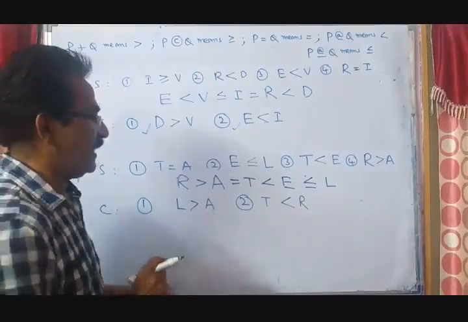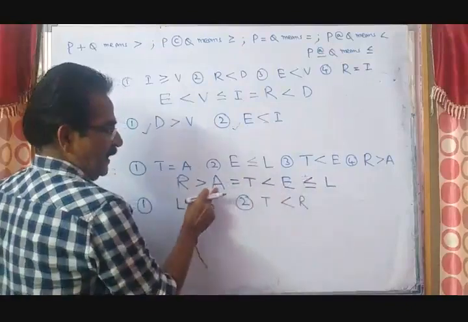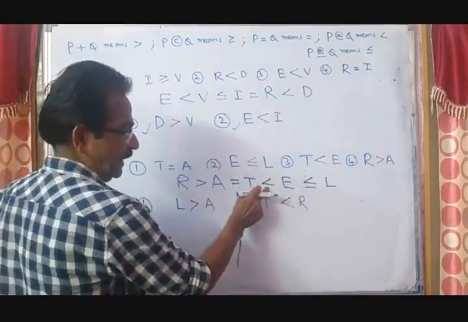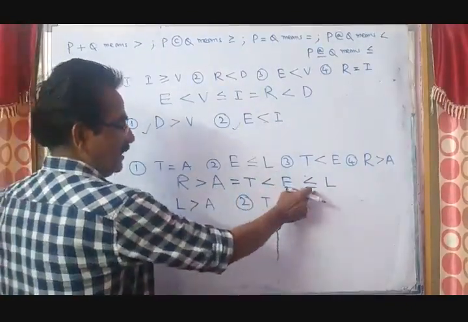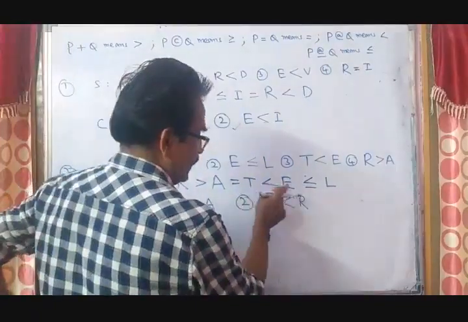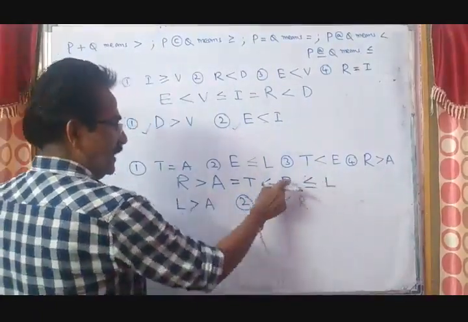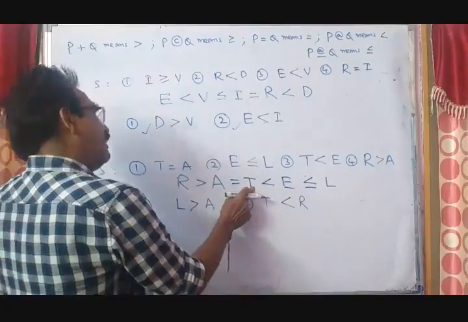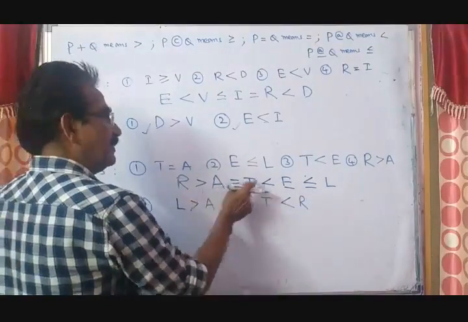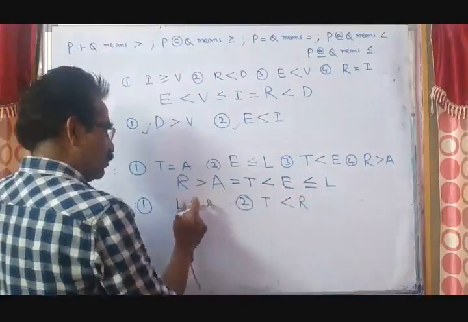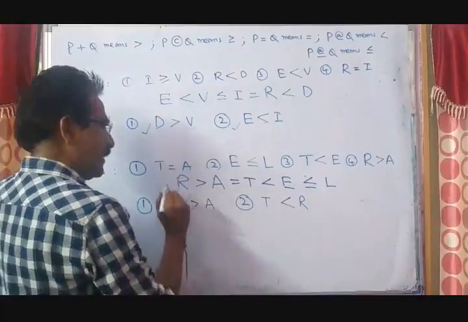L greater than A. When the greater than or equal to and greater than symbols are there, greater than is followed. L greater than T. Of course T is equal to A, then L greater than A also. So the first conclusion is true.